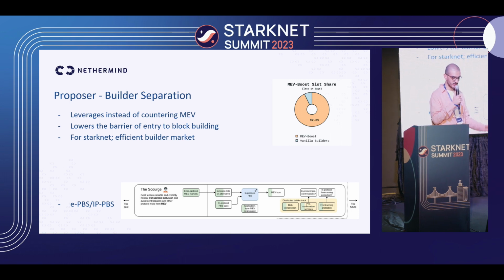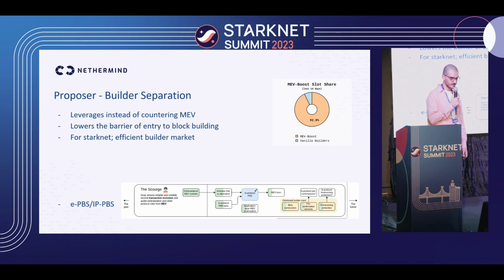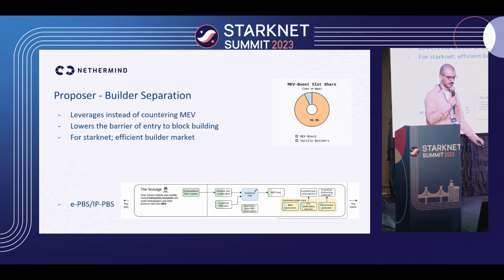This way of doing PBS that I just described is an add-on to any existing consensus protocol. What is being discussed in the Ethereum community is enshrining this PBS supply chain into the protocol itself. And since decentralized Starknet is still in the making, we could even go with an enshrined PBS option, even from the start.